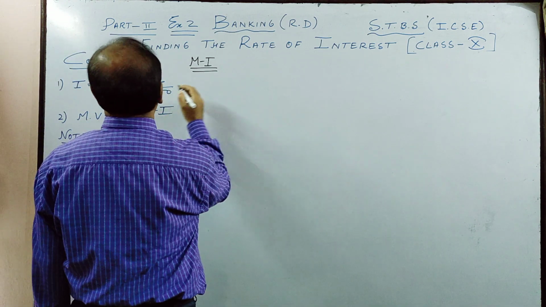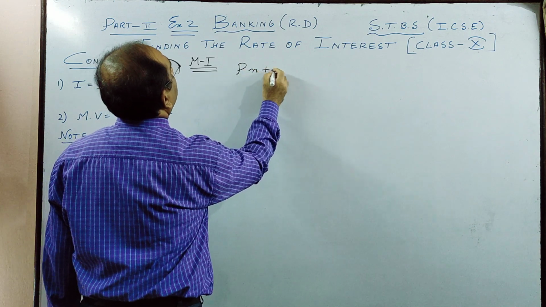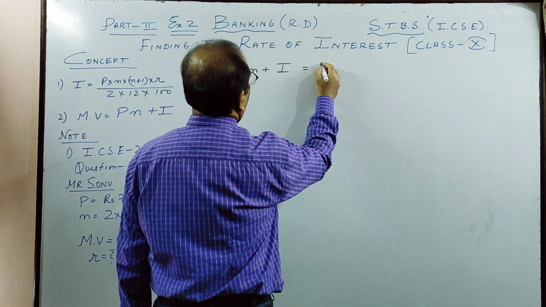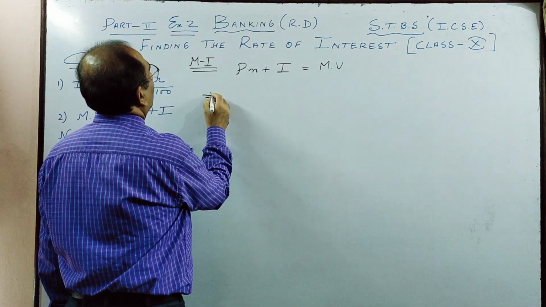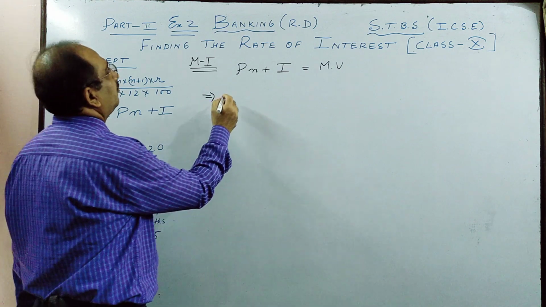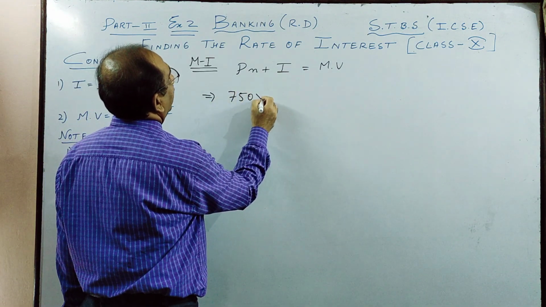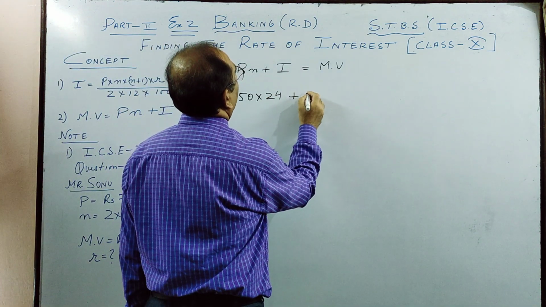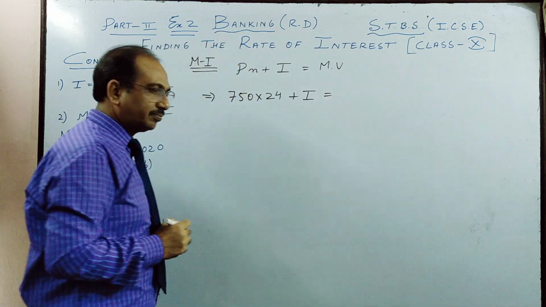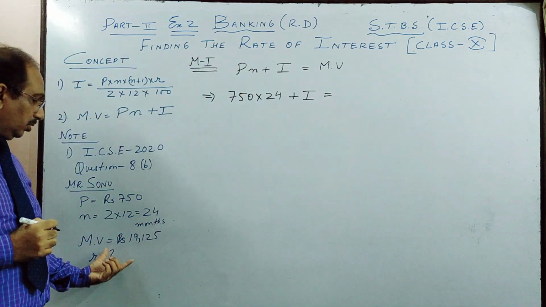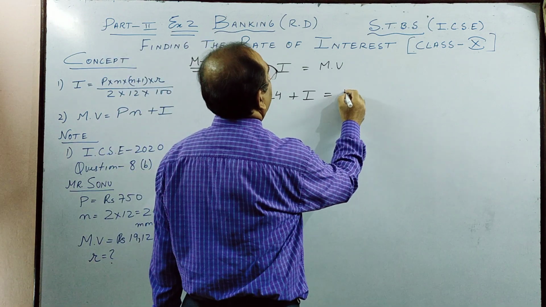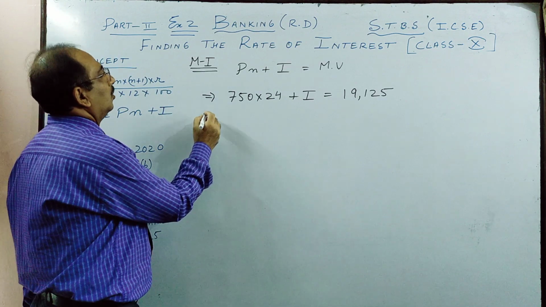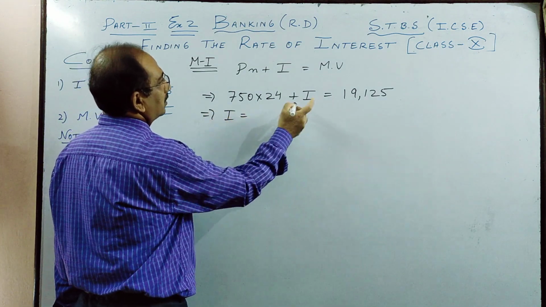I will write this formula just the opposite: Pn plus I is equal to MV. What is the monthly installment? 750 into the number of months, 24. This is what we want to know: how much interest he gets, we don't know. The maturity value is 19,125.